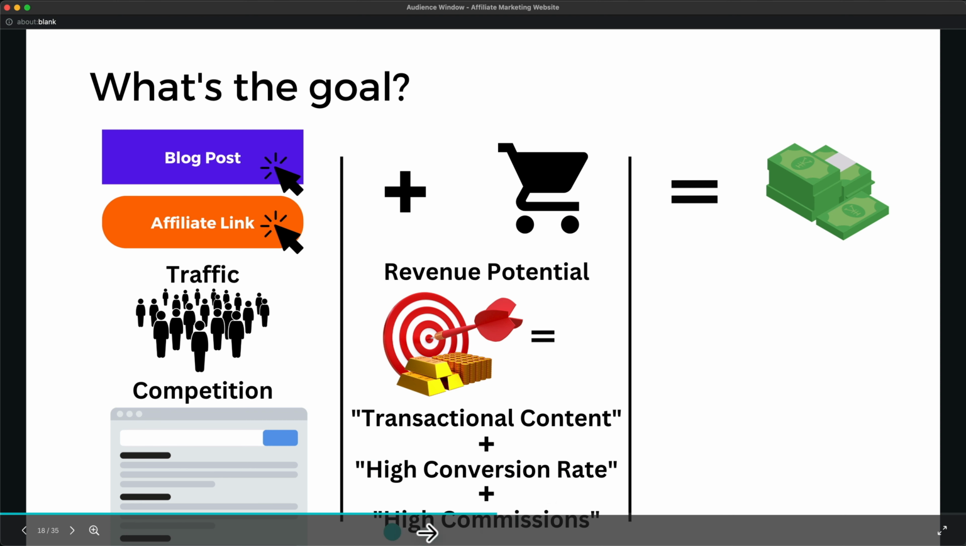And then here at the bottom, you can't really see it, but it says high commissions. We want to make sure to promote products that actually pay out high commissions and not just a couple of cents, so we don't need to send that much traffic in order to make a lot of money. So this is key as well.